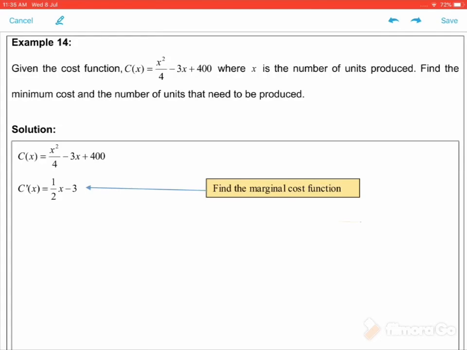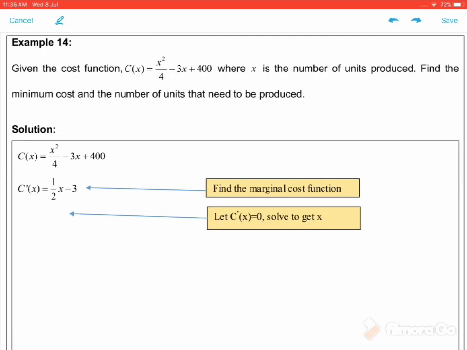The next step, we have to let C prime x equal to 0 and solve to get the number of units of production. Okay, means solve to get the x. So our C prime x, let it equal to 0, and we try to solve 1 over 2x minus 3, you make it equal to 0. So when we solve for the x, you'll get 1 over 2x equal to 3. So our x is equal to 6.